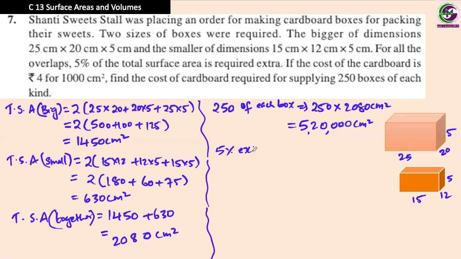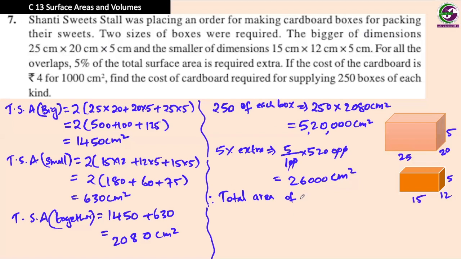5% extra will give 5 by 100 of this number, which will be equal to 26,000 centimeters square extra. So we need to add. Total area of cardboard is therefore 5,20,000 plus 26,000, which will be 5,46,000.